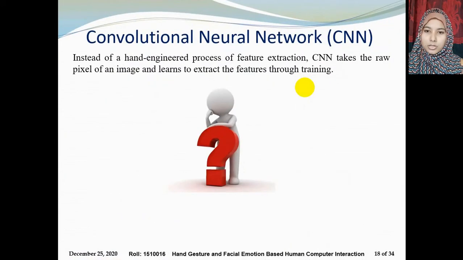So I have used a convolutional neural network instead of a multilayer perceptron, because in the multilayer perceptron, if the image is very large, then managing those weights will be very difficult, and if the image is flattened, then much information can get lost in the process. So instead of a hand-engineered process of feature extraction, CNN takes the raw pixels of an image and learns to extract the features through training.